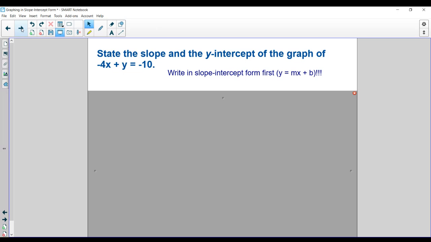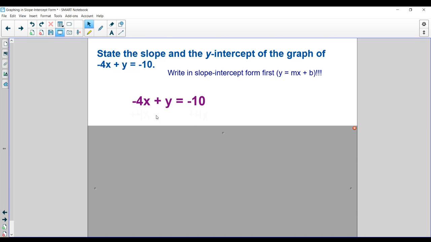Sometimes you'll get an equation that's not in slope-intercept form, but you'll be asked to find the slope or the y-intercept. So it's a quick fix to just move some of your terms around so that you can get the equation into slope-intercept form first, and then find the slope and the y-intercept. We have an equation here that's in standard form, -4x plus y equals -10. Let's get that in slope-intercept form by solving for y. That would mean getting y on the left side of our equation by itself.